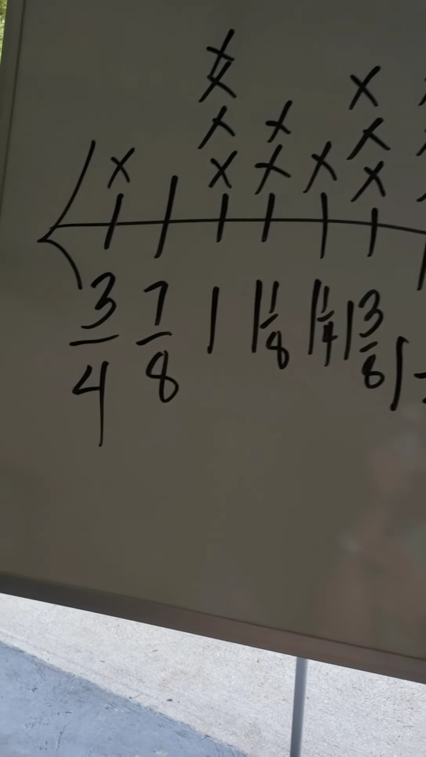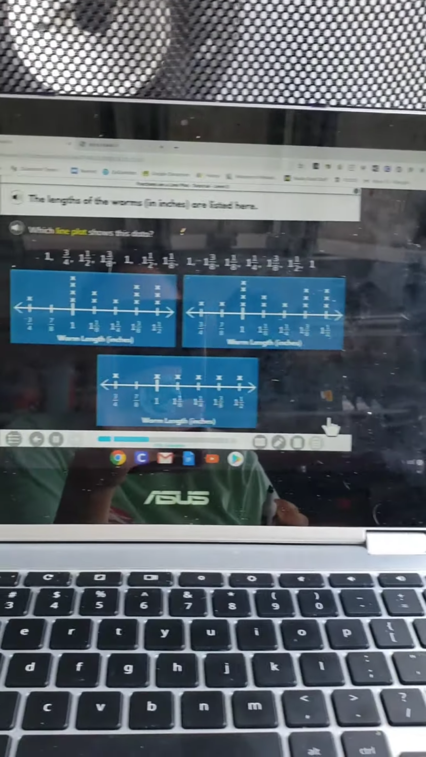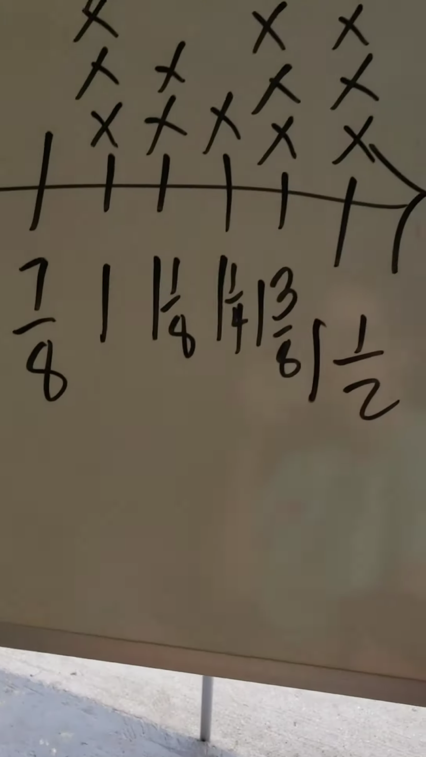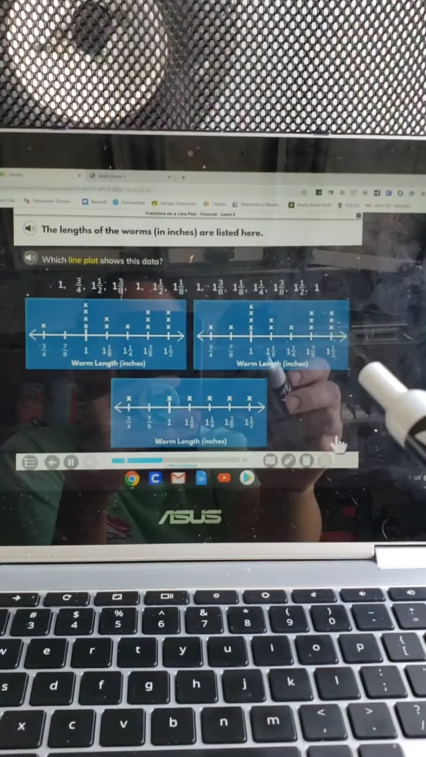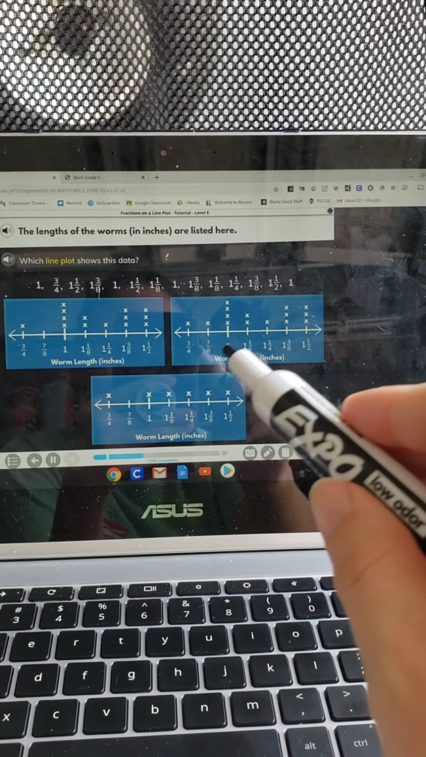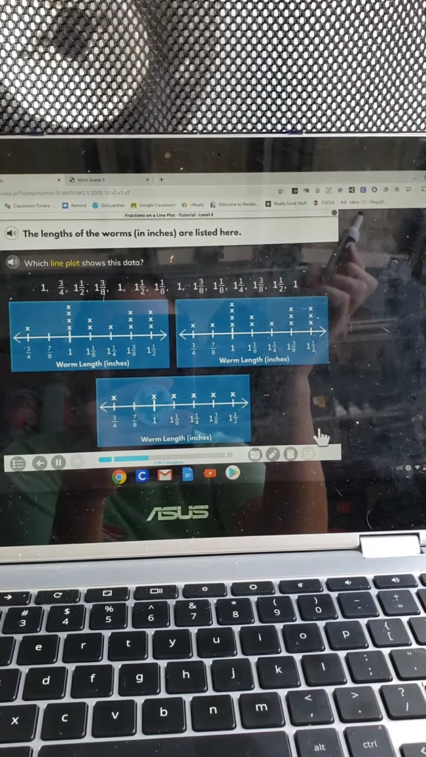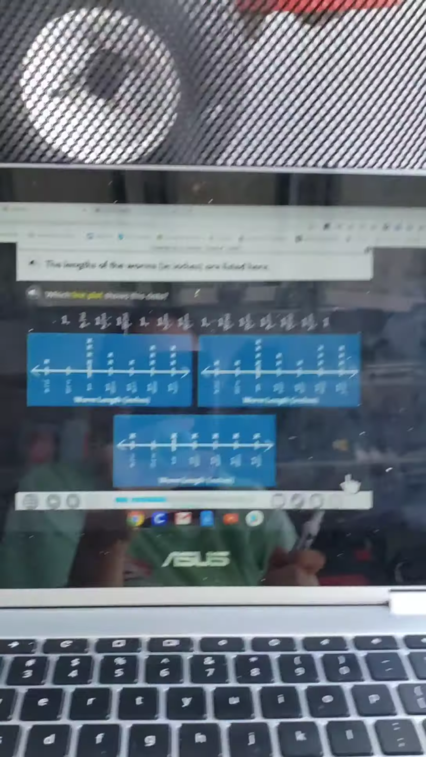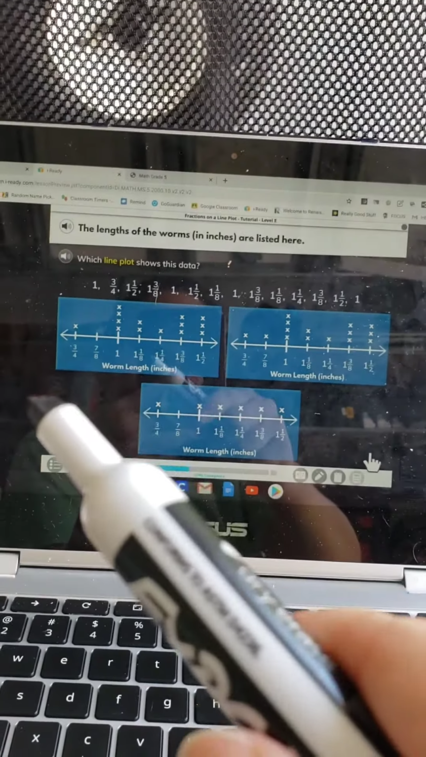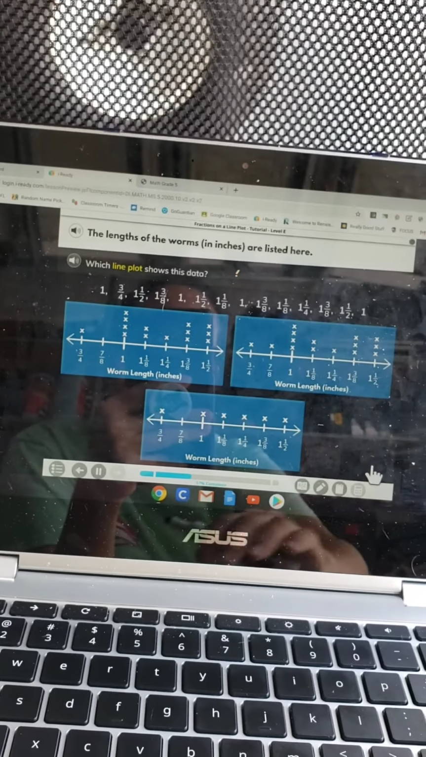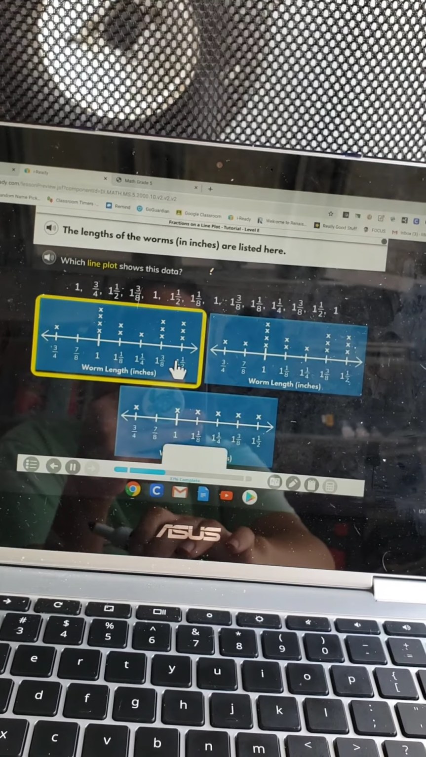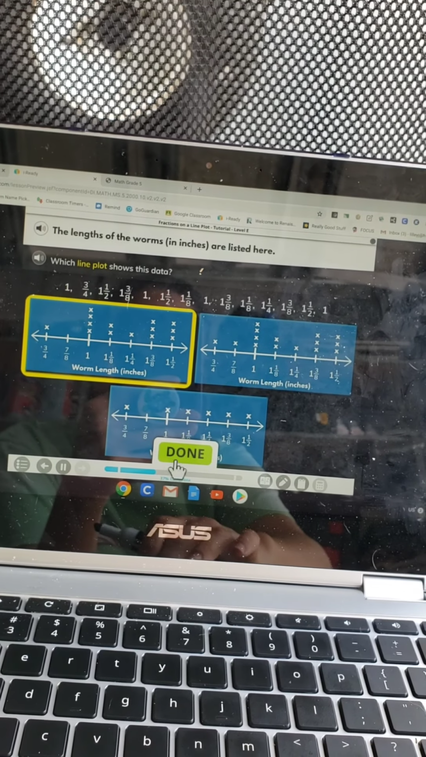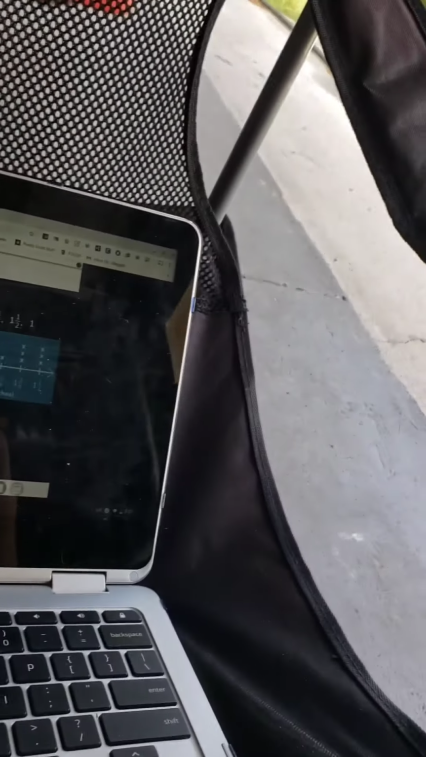So let's see. 1 x over 3/4, they all have that. No x's over 7/8. That takes this one out. It's not going to be this one. They have an x above 7/8, and that is not in our data. We have 1, 2, 3, 4 x's above our 1, which rules us into this top one for worm length. Slide-a-roo.